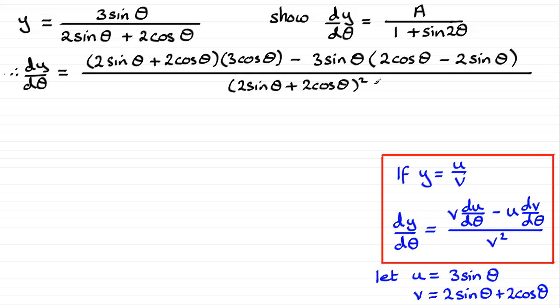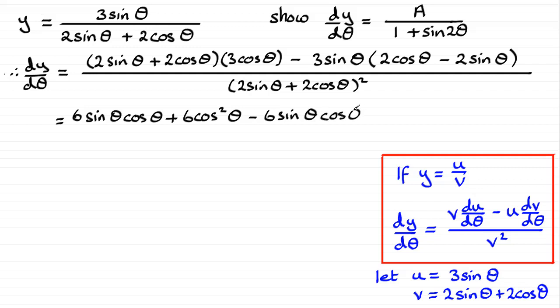So it's just now a question of tidying this up. If we expand the first bracket, multiply this bracket with 3 cosine theta, we're going to get 6 sine theta cosine theta. And next we're going to get 6 cosine squared theta, 6 cos squared theta. And then we've got minus 6 sine theta cosine theta there.